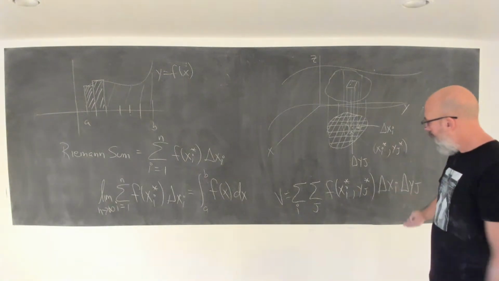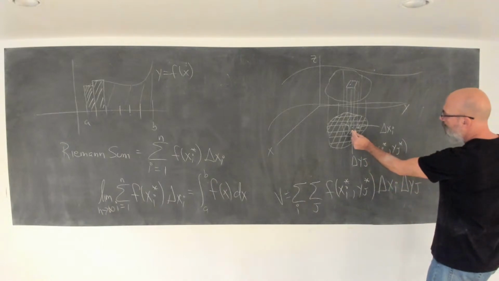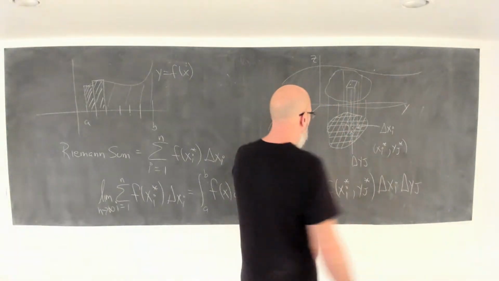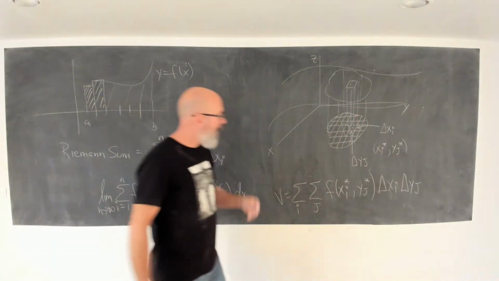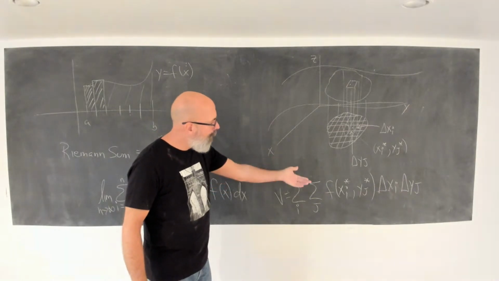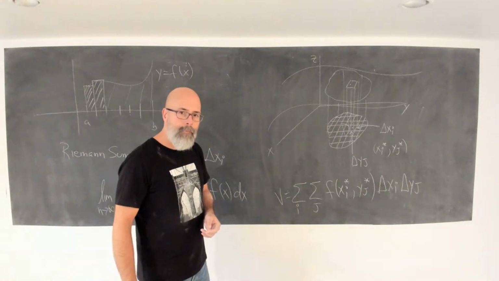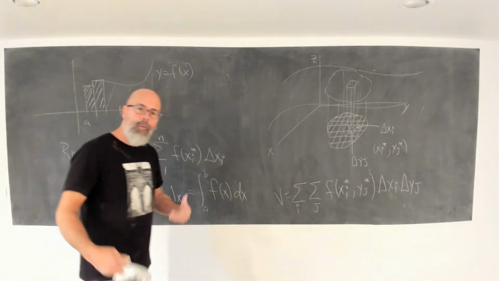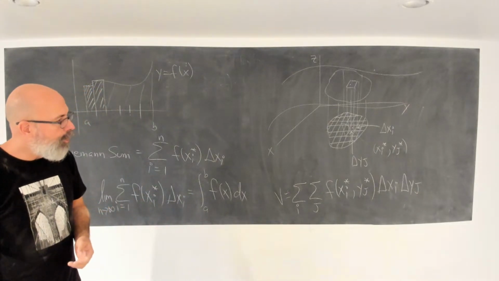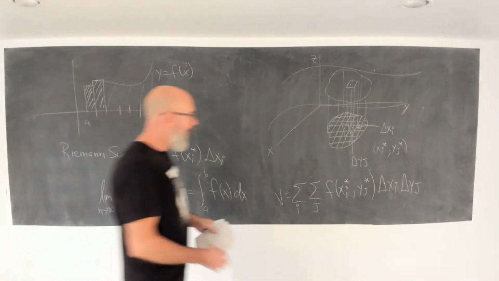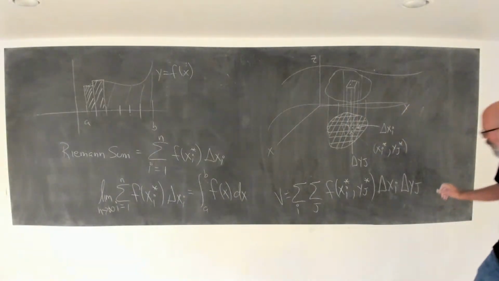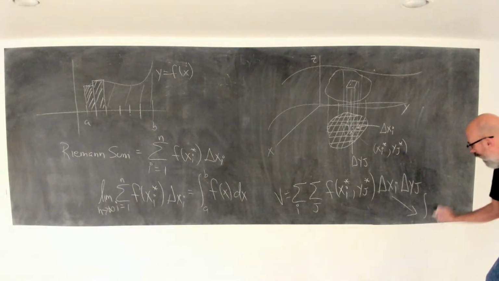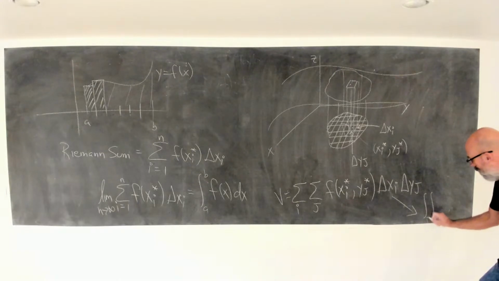And if the limit, as you have more and more boxes, as these rectangles are getting smaller and smaller, if the limit always exists, regardless of which points you take, then we're going to say that the function is Riemann integrable, and we're going to denote this limit by the double integral over the domain D.